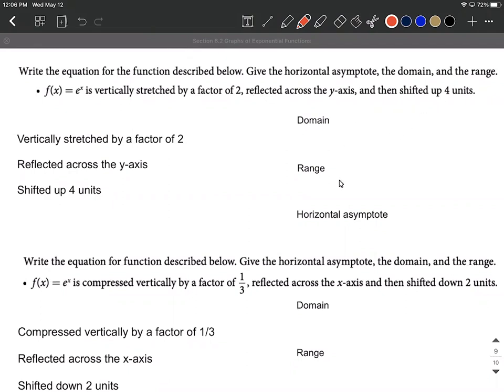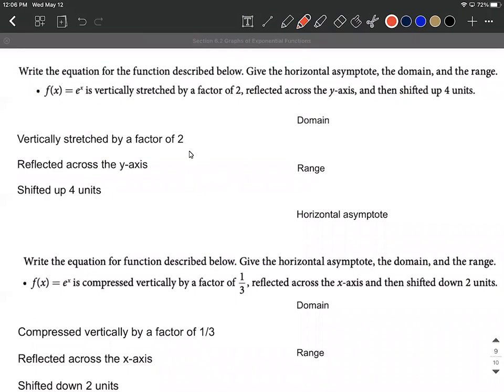As far as picking out the domain, range, and horizontal asymptote, that's going to be after I've applied all 3 of these. However, let's do these one at a time because the homework question this is included in asked this as 3 separate individual problems. So let's start with e to the x. Let's vertically stretch this by a factor of 2.